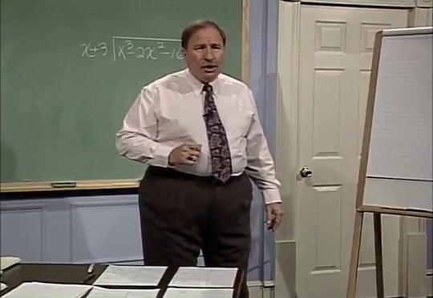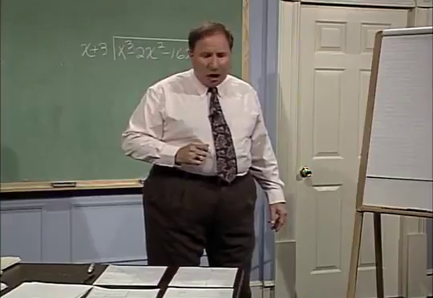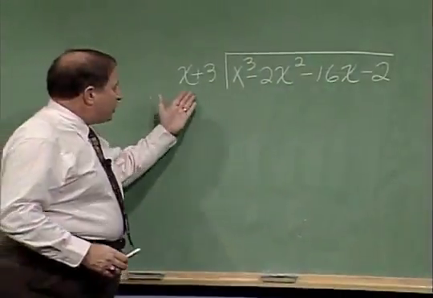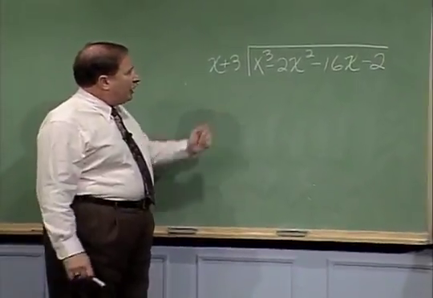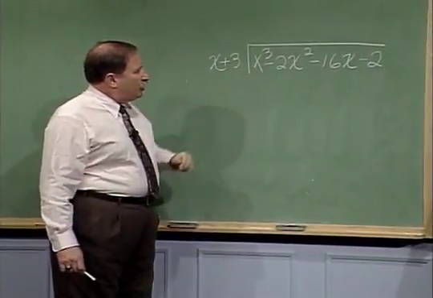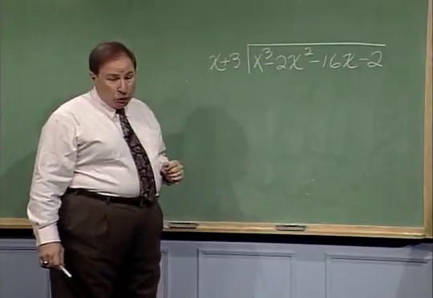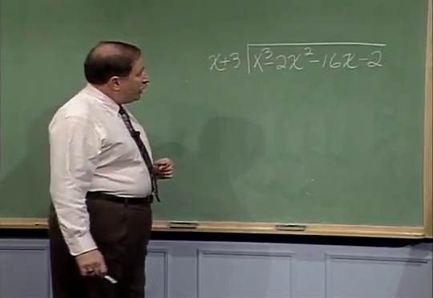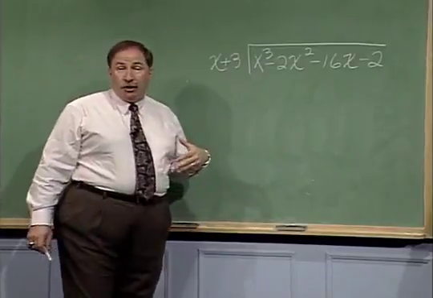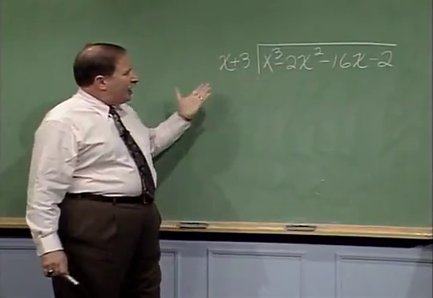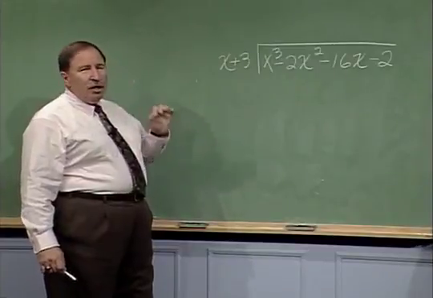But let's go ahead and do our long division problem. I've already written it on the board. And we have x plus 3 divided into x cubed minus 2x squared minus 16x minus 2. Now, remember in long division, what did you do? You said, okay, how many goes in here? But it's not quite the same exactly.